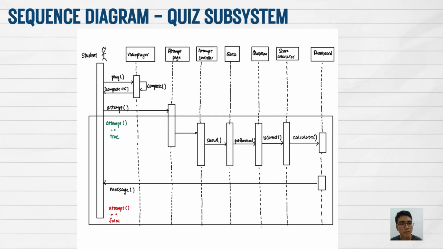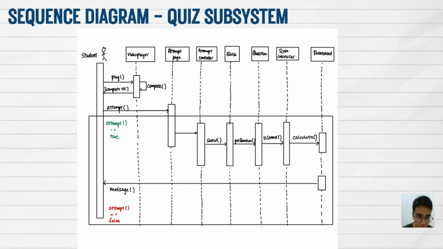Now let us look at the sequence diagram for the quiz subsystem. The specific use case for this subsystem is attempting quizzes. Similar to the class diagram just now, more classes, in particular controller classes and view classes, are introduced. Specifically, the attempt page is the view and the attempt controller is the controller. So let us start from the beginning. The student will initiate the video player and it will send a complete signal once the video is finished. Then the student has a choice to attempt the quiz.